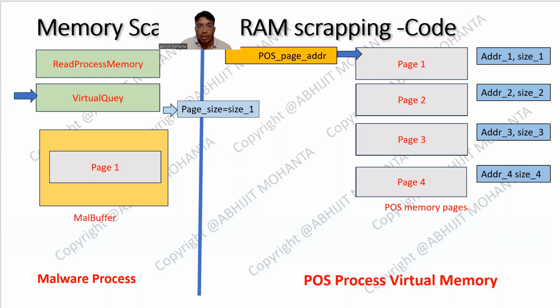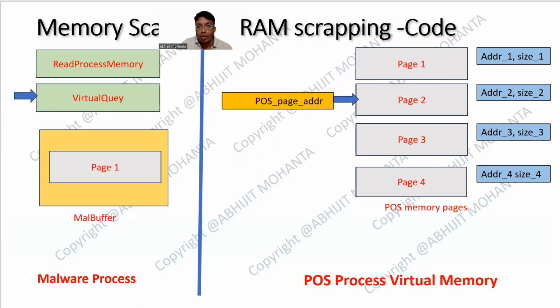From virtual query, it is going to get the page size, and from the page size, it is going to get the address of the next page. That is, by adding the address one to the size of the page, it will get address two, and now it has moved to address two.